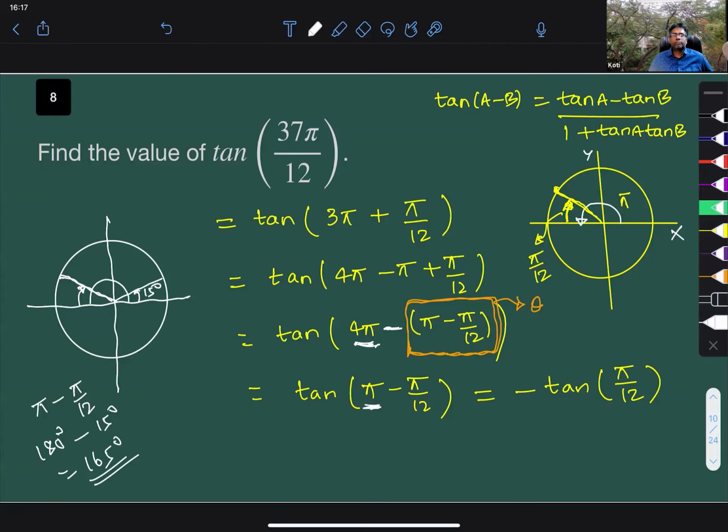Harsha, do you understand? Yes, sir. So that means your value should be negative. If you just take tan 15, tan pi by 12, then you will go wrong. Then how did we write tan 15 as tan of 45 minus 30, right?